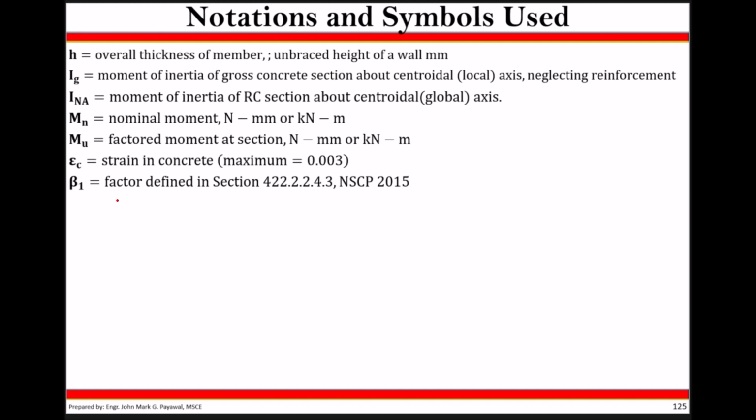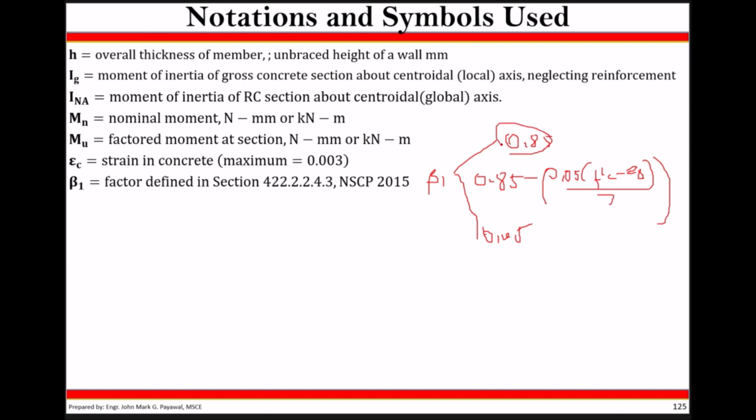On the other hand, we have your factor beta 1 that has been discussed or introduced to us. That's the factor defined in section 22.2.2.4.3, in which your beta 1 could have three values: 0.85, 0.65, or the transition 0.85 minus 0.05 times (fc prime minus 28) over 7. Remembering that if it's 0.85, therefore your fc prime ranges from 17 to 28. If it's 0.65, fc prime is greater than 55. If it's this equation, it should be greater than 28 but less than 55.